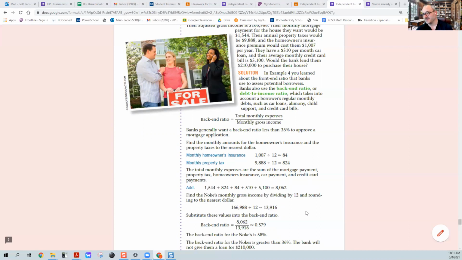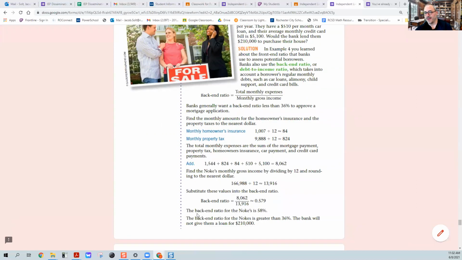That's outstanding, right? So we're going to substitute these values into the back end ratio. There's our 8,062. That's their expenses. Here's their 13,916. That's their monthly gross income. You take these two numbers, divide, and we get 0.579. The back end ratio for the NOKs is 58%.